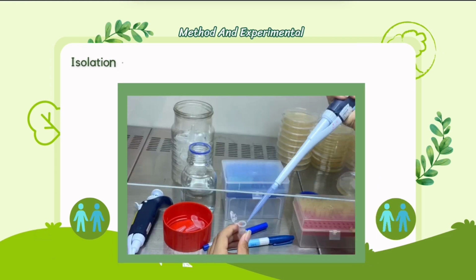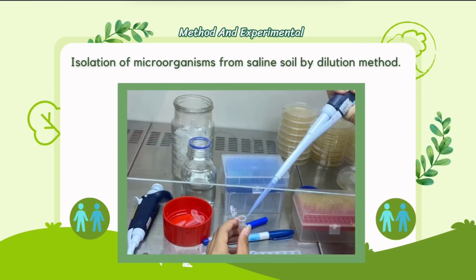Then wait for the soil to dissolve and place it in another plastic microcentrifuge tube to be diluted 100 times and 1000 times. Then use a micropipette to measure the amount of bacteria in the tube diluted 1000 times and put it in a culture dish to see what types of microorganisms there are in the salty soil sample.